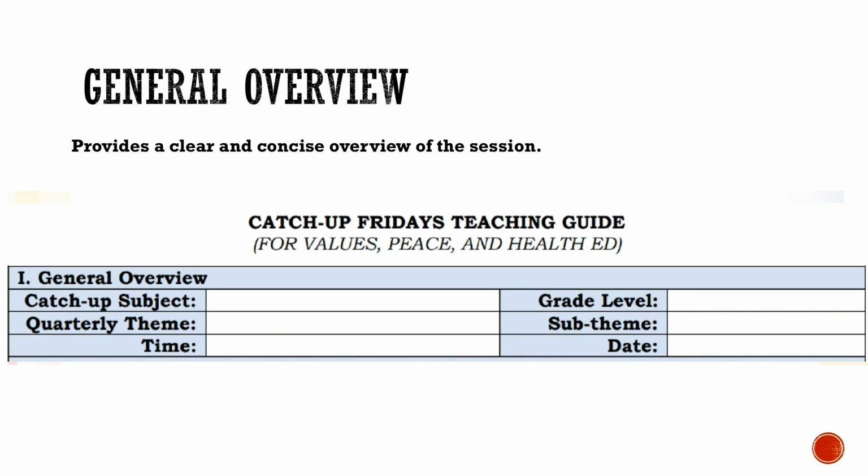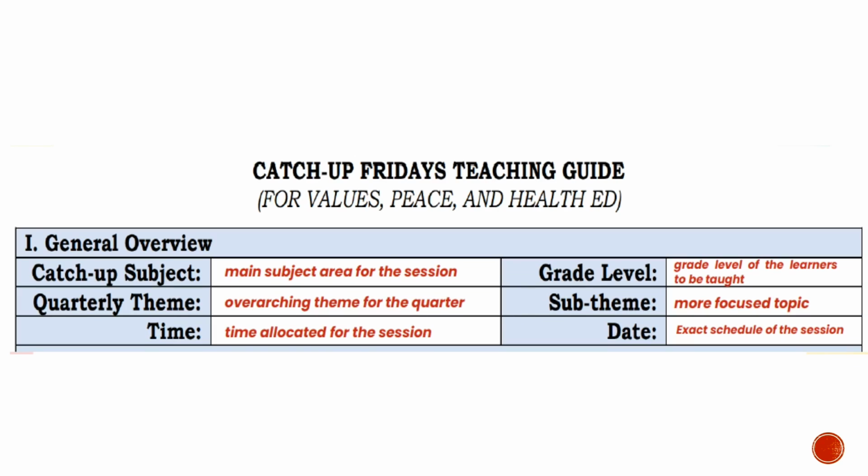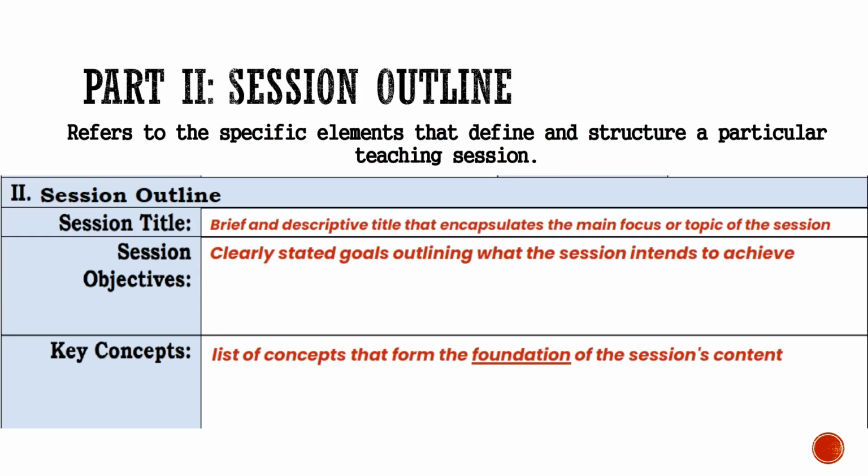General overview. It provides a clear and concise overview of the session. For example, the catch-up subject, quarterly theme, time, grade level, sub-theme, and date. Take note, this is for values, peace, and health education. This is the example of the teaching guide. For the catch-up subject, what is the main subject or area for the session? The quarterly theme, and then the time allocated, the grade level of the learners, the more focused topic, and the exact schedule of the session.